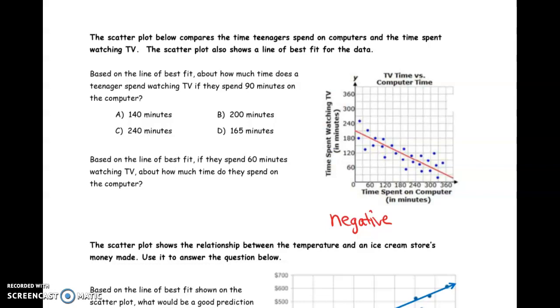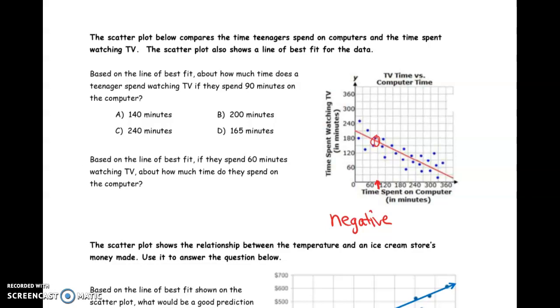Right, so it says based on that line of best fit, about how much time does a teenager spend watching TV if they spend 90 minutes on the computer? So what you really want to do here is find 90 minutes on the computer. And you'll notice it's kind of a line in between. So it's right here, it's this line. And you want to kind of trace that up to where it hits the line of best fit.